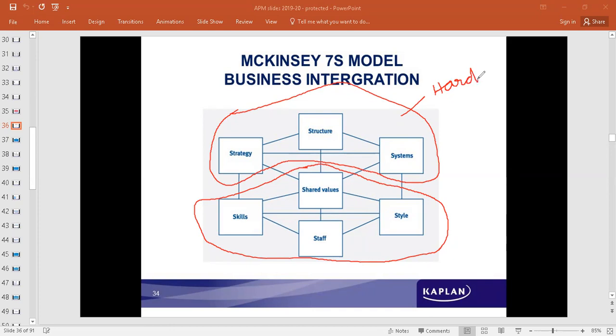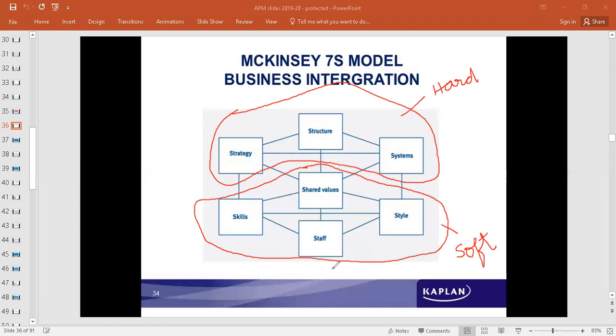And the next four are called the soft factors. So the organization is explained with seven factors, and all of them start with S. We need to understand what the strategy of the organization is. What kind of plan do they have? What do they aim to achieve? What is their goal, their objective? And to achieve that, what strategy do they adopt? That's the factor strategy.